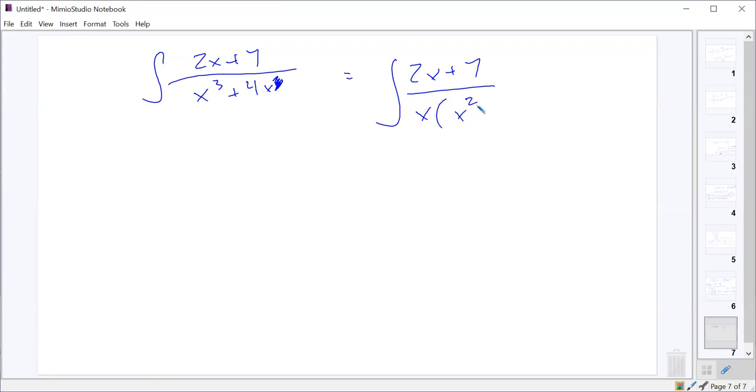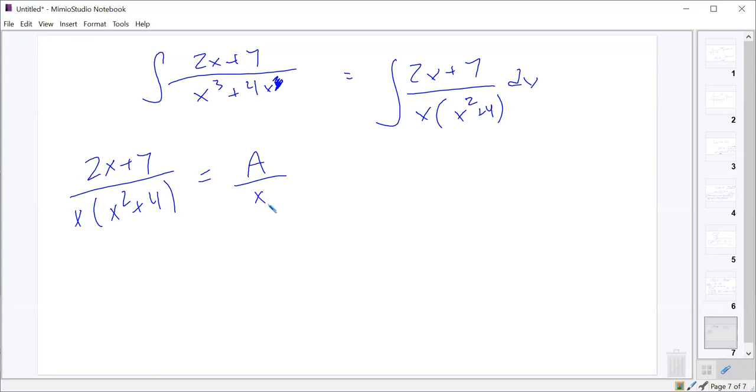We factor out that bottom to x times (x squared + 4). And so our partial fraction decomposition would look something like (2x + 7) over x(x squared + 4) equals A over x plus (Bx + C) over (x squared + 4). Right? Because this is an irreducible quadratic factor, so it has to have a linear piece in the numerator. Everybody good with that?